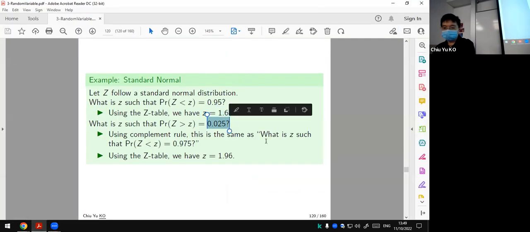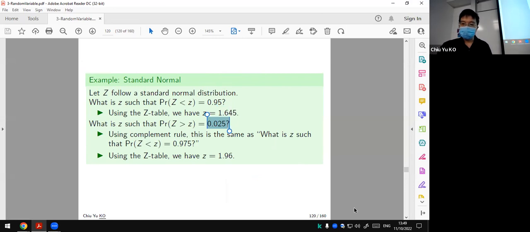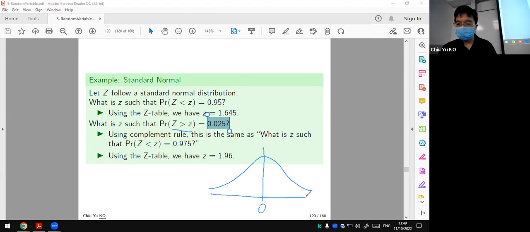The next one is asking, and I will do it again because I think that would be important. The question is: what is Z such that the probability of being bigger than Z is a very small number? Then it must be on the right-hand side of 0, because the right-hand side of 0 is already 0.5. You must be way above 0, because we want this area to be very small, 0.025. And there are two ways to do it.